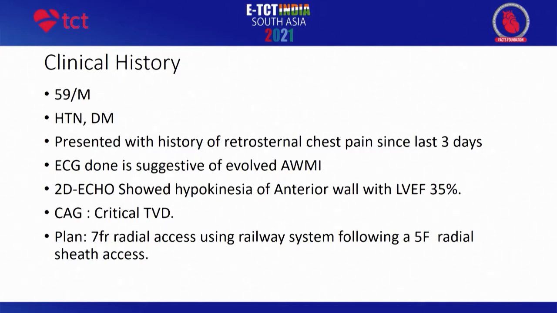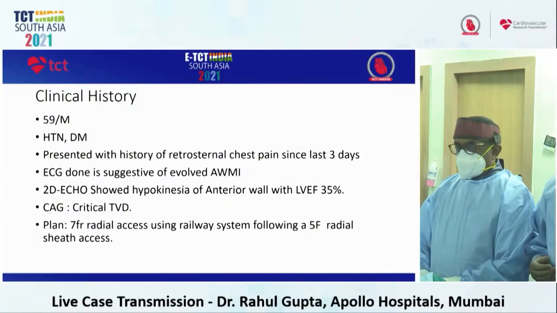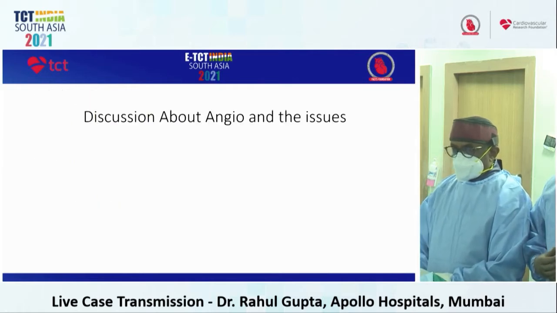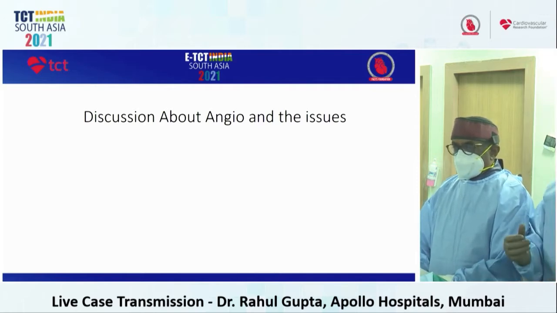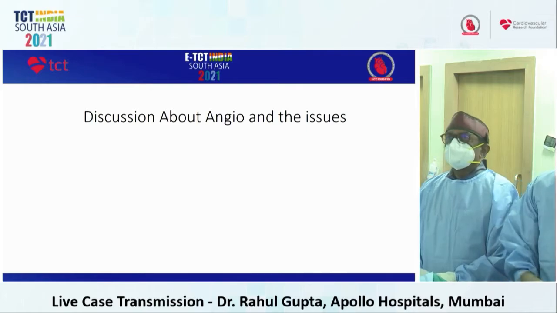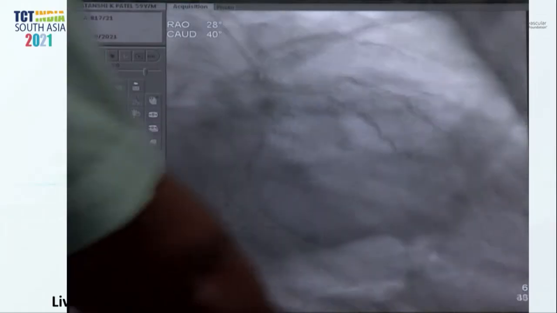Echo showed hypokinesia of the anterior wall with an EF of 35%. So we did the CAG, which showed critical triple vessel disease, and we'll show you the angiography also. Next one, please. So we'll discuss the angio. I think we can show the angio right now. So can you please show the angio images? So these are the angio images.